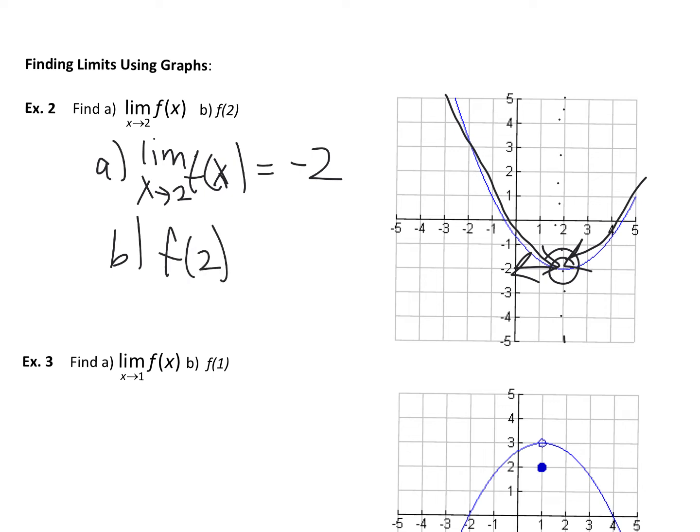Also, if I just give you f of 2, what is the output at 2? Well, the output we know is negative 2. So, in this case, the limit and the output are exactly equal. That's not a very interesting case. We're just still trying to get the basic functionality of calculating limits off of a graph.